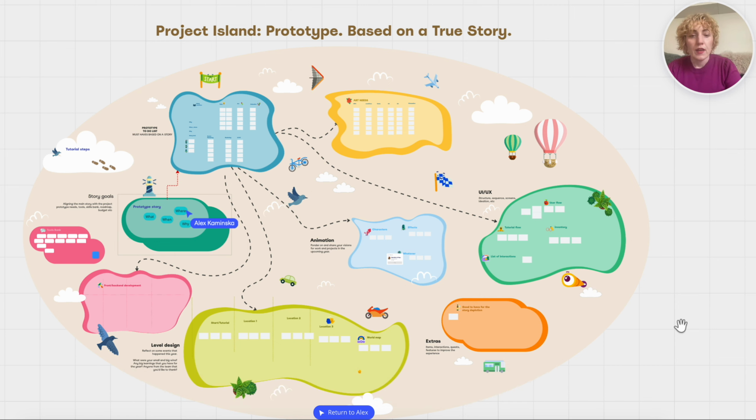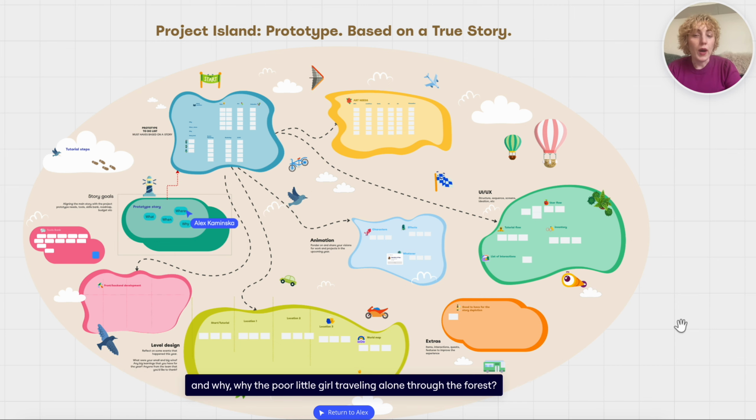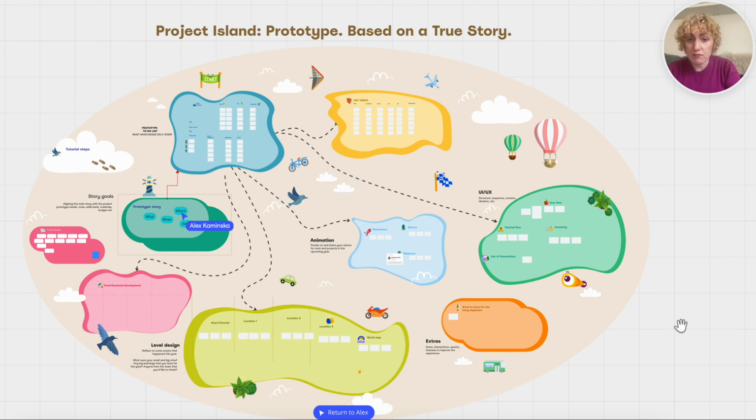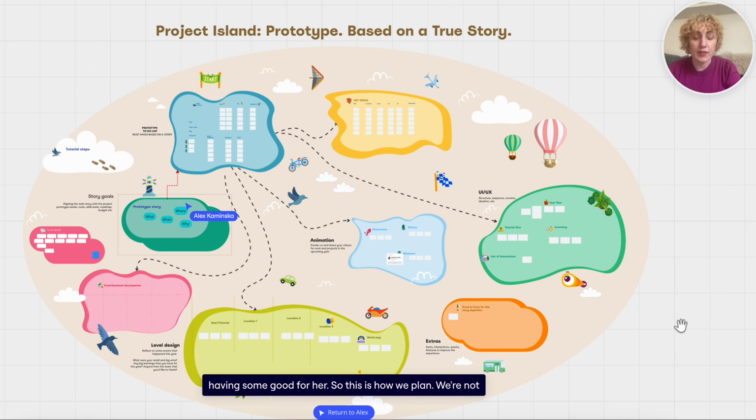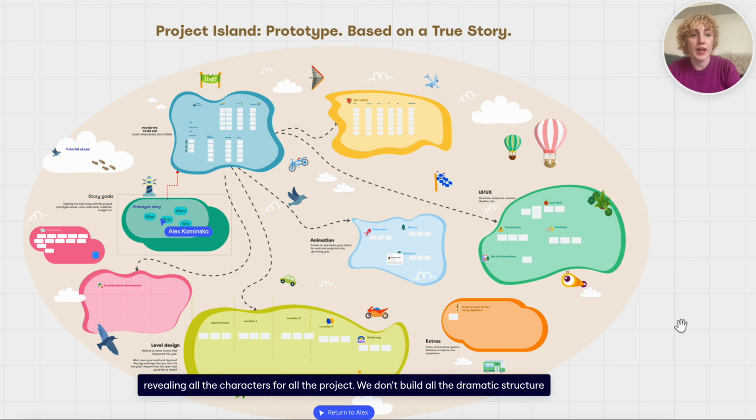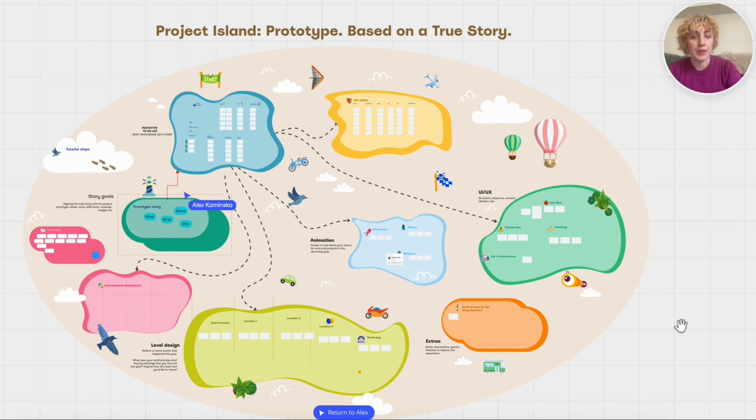And why? Why is the poor little girl traveling alone through the forest? Probably there is nothing new for her, so she's in a comfort zone. She's traveling to her granny and has some goods for her. So, this is how we plan. We are not revealing all the characters for the whole project. We don't build all the dramatic structure from scratch. We don't even need the wolf to be created at this step.